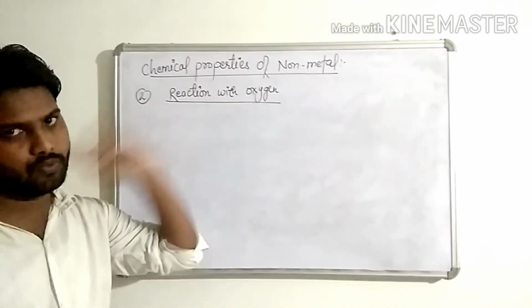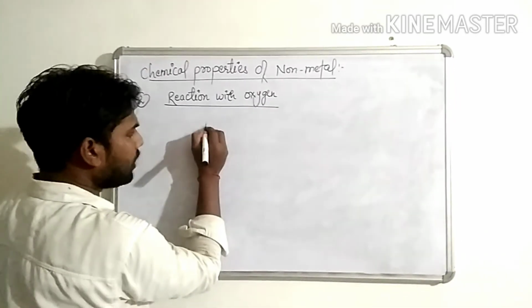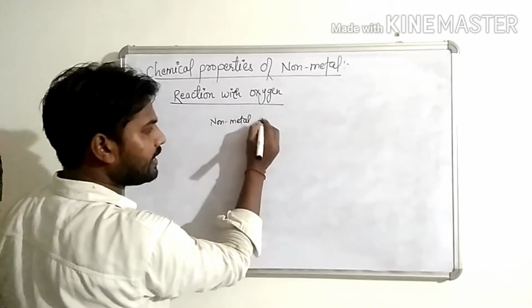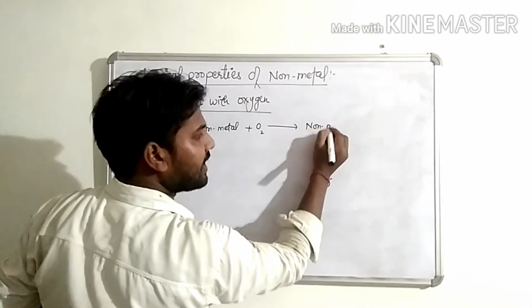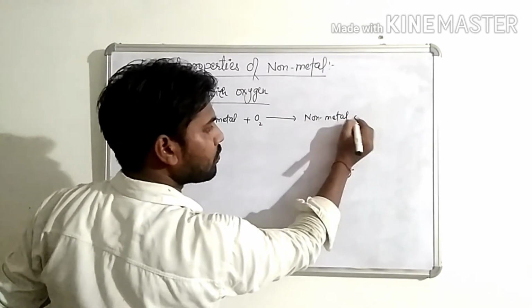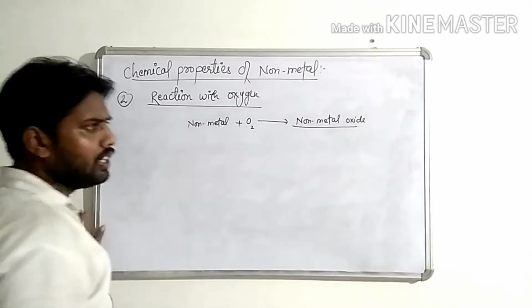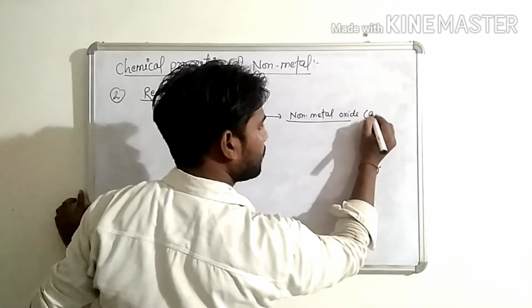Now, the second chemical property of nonmetals is reaction with oxygen. First you have to note in your copy: nonmetals react with oxygen to form nonmetal oxides, and the nature of nonmetal oxide is acidic.